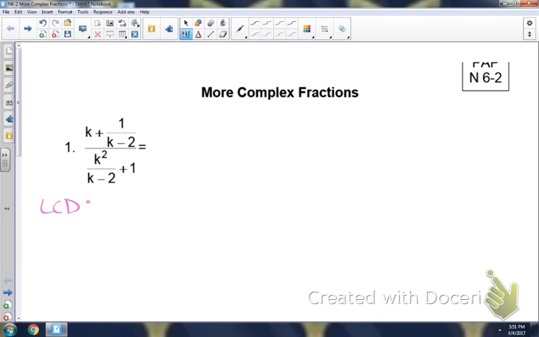If you look at your first fraction, it's 1 over k minus 2. I cannot factor k minus 2, so I'm going to bring it down to my LCD. Looking at your second fraction on bottom, k squared over k minus 2, I already have a k minus 2, so I don't need to bring it down. So I'm going to multiply everything by k minus 2.